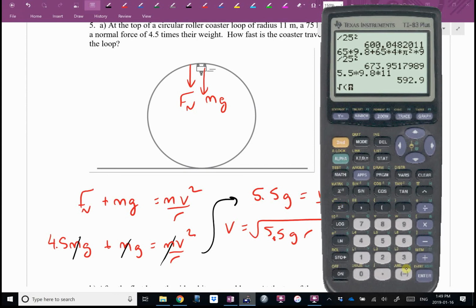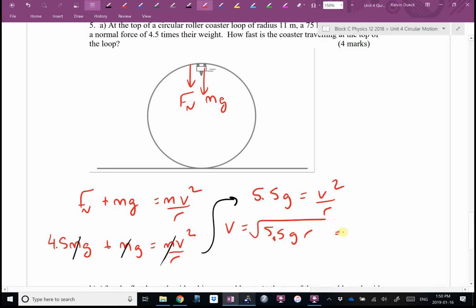Square root of that, you get 24.3 meters per second. For 4 marks, I would probably go 1 mark for that, 1 mark for that, 1 mark for that, half mark for that, half mark for the answer. Probably something like that.